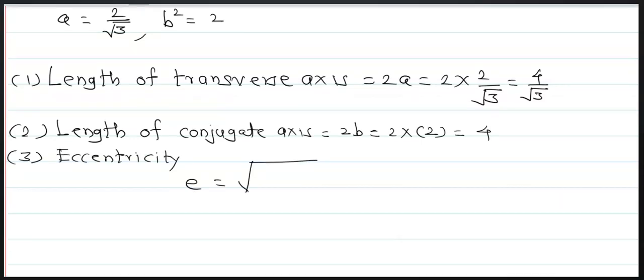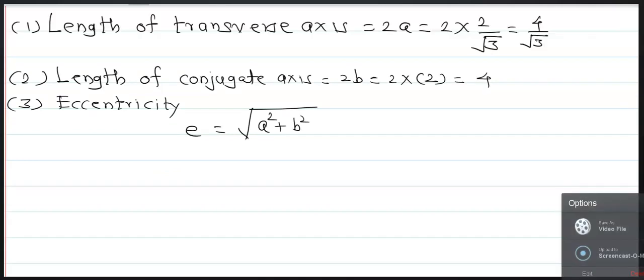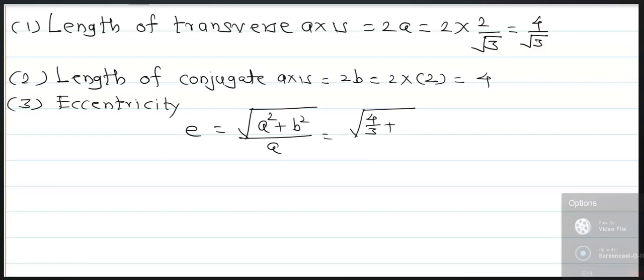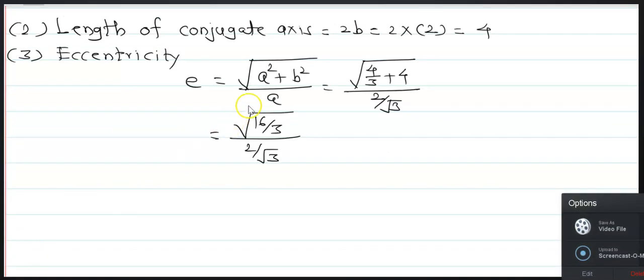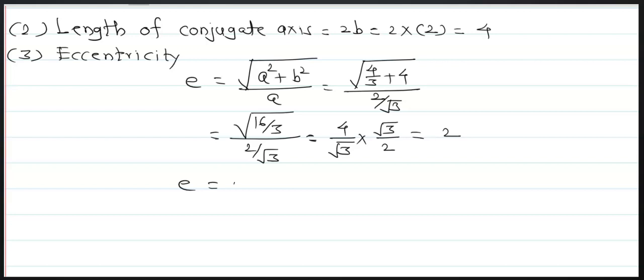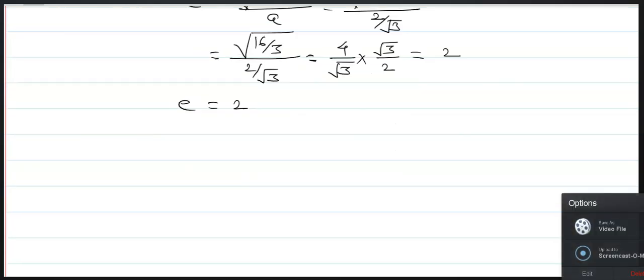Eccentricity, e is equal to root of a square plus b square upon a, that is root of 4 upon 3 plus 4 upon 2 upon root 3, root of 16 upon 3 upon 2 upon root 3, that is 4 upon root 3 multiplied by the reciprocal, root 3 upon 2, then you will get 2. Therefore, e is equal to 2.